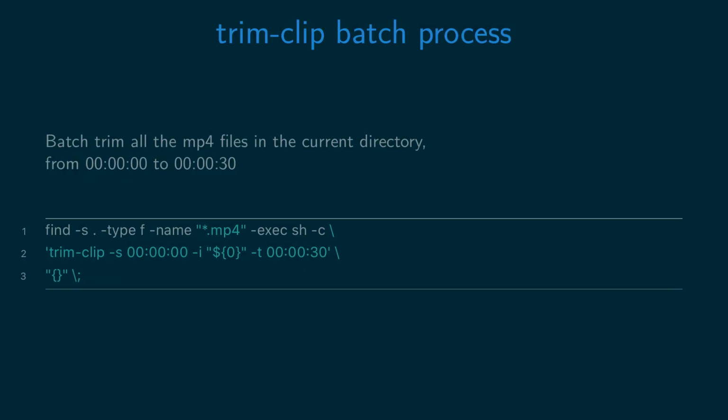You can batch process all the video or audio files in the current directory with the trim clip script to trim the audio or video. In this example, we'll find all the MP4 files in the current directory and trim them from the start of the clip to 30 seconds.